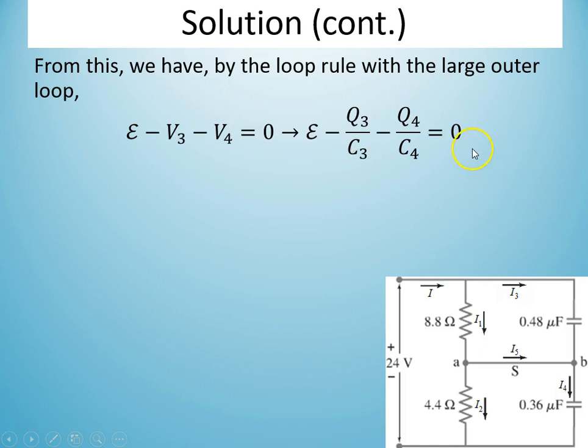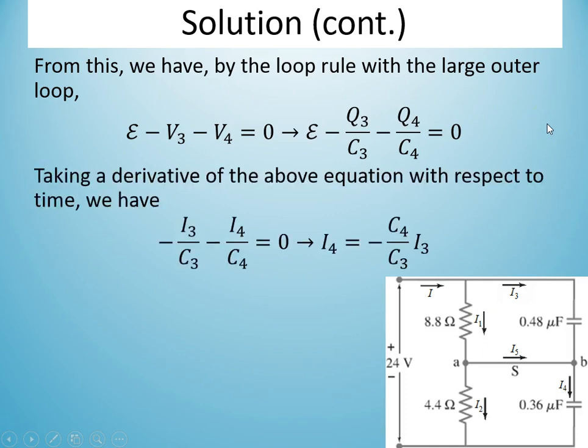So what we're going to do is take a derivative of this equation with respect to time. And when we do that, every Q is replaced by an I. And every constant is replaced by 0, because the derivative of a constant with respect to time is 0. Remember, this E is just the battery's EMF, so to speak, the battery voltage. So now this gives us a relationship between the current that goes into this capacitor compared with the current going through here. In fact, there's a negative there. So I4 is equal to negative C4 over C3, or this is C4 and this is C3.